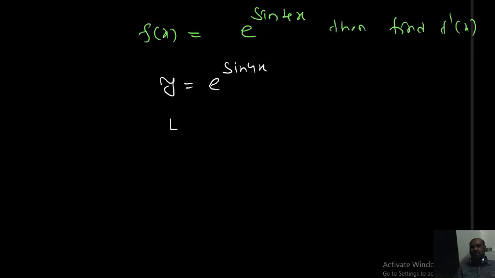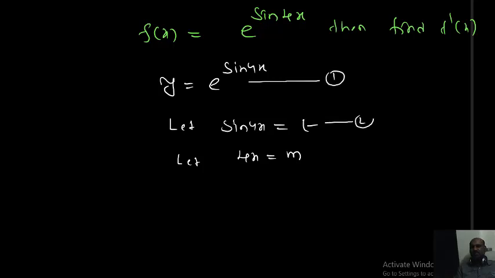Step 1, let sine 4x be taken as some t. Sine 4x differentiation directly you can't find, sine x you can find. That's why let 4x equal to some m. Okay, students, say this is the first one, this is the second one, this is the third one. What happened to the first one?